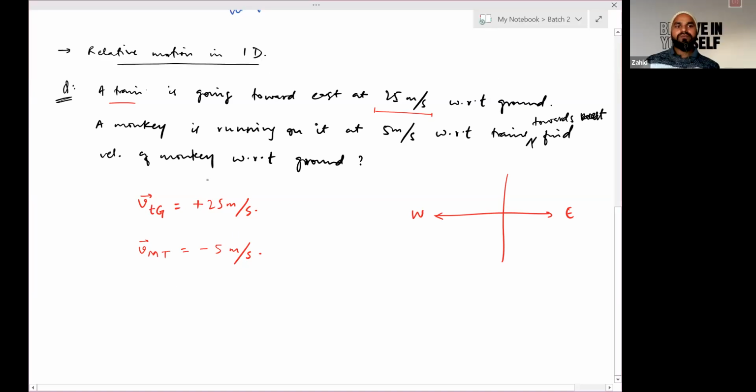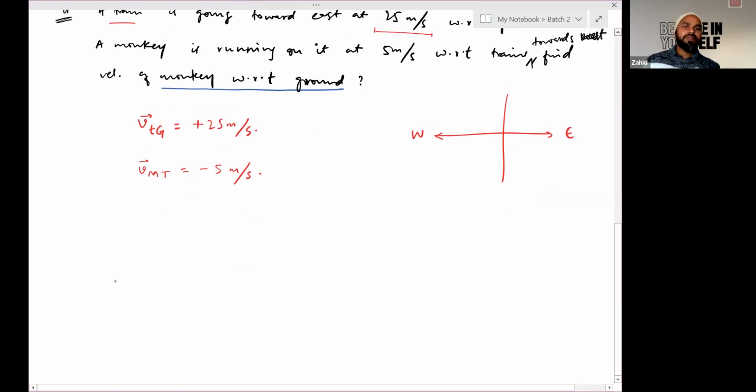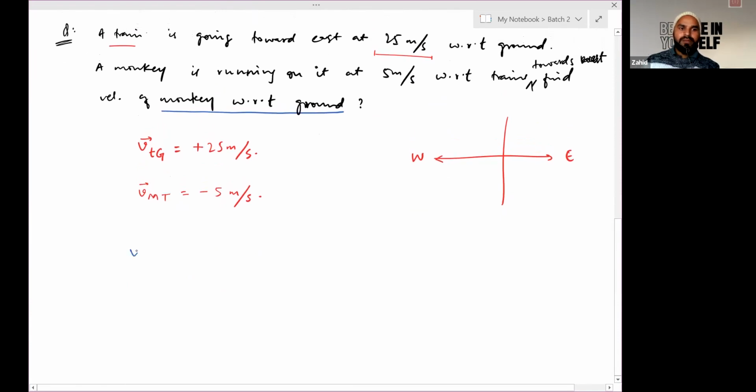Now we have to find the velocity of monkey with respect to ground. According to the above relation, we can write: velocity of monkey with respect to ground is equal to velocity of monkey with respect to train and velocity of train with respect to ground. In this part, we have train in this term and train in this term, so they are in opposite sense. So there will be a plus sign in between.